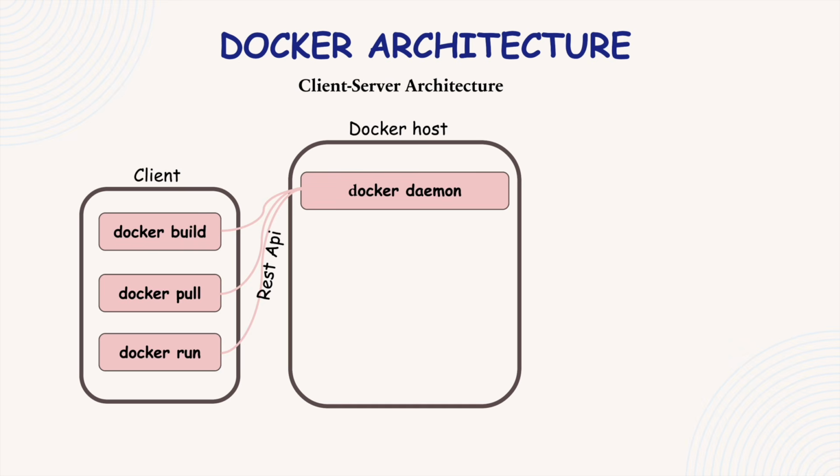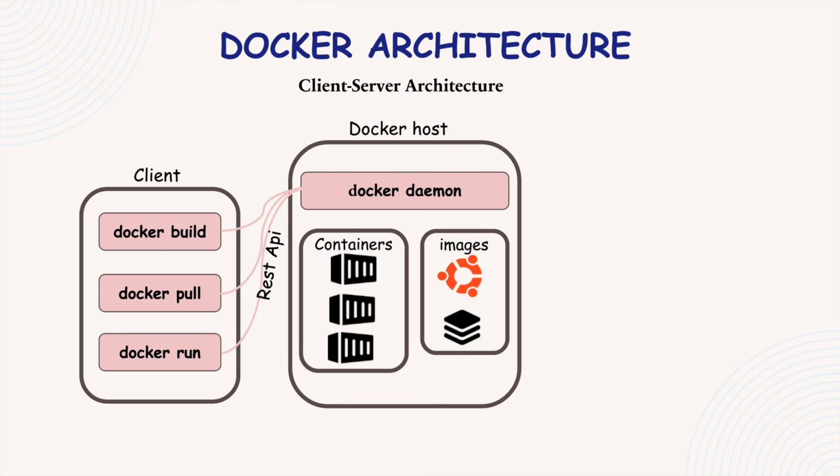Then Docker daemon. This is the actual server that runs in the background. It listens to the commands from the client and does the heavy lifting, like building images, running containers, and managing networks and volumes. We often call it the Docker daemon. So whenever you type a Docker command, it goes through the client and then the REST API and then the daemon.